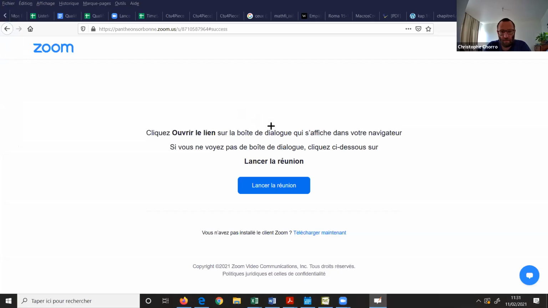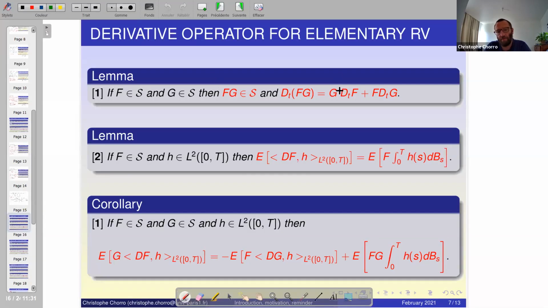Okay, so let's continue what we have started. So I have proved the lemma 1, that for elementary random variables, the product is an elementary random variable, and that the derivative of the product fulfills the classical formula. So now we are going to prove the lemma 2 and the corollary 1, that we can call a first step toward an integration by part formula.